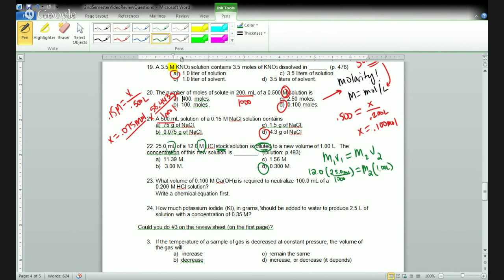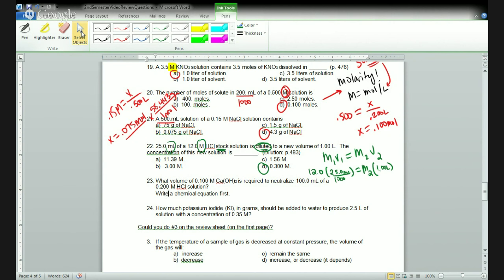Number 23 says, what volume of 1.00 molar Ca(OH)2 is required to neutralize 100 milliliters of 0.200 molar HCl? This actually is from your titration equation. This should be part of chapter 16. I put that in the wrong spot, so I apologize. So let's run through that one.